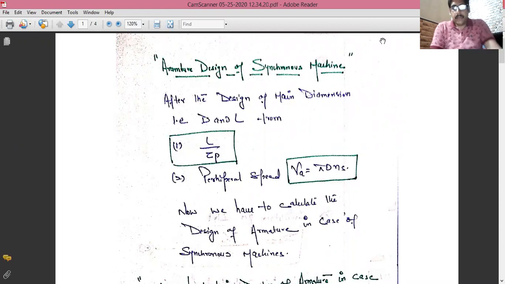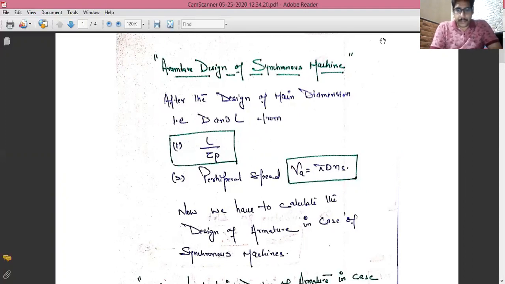Today, I am here with you with another video on the design of synchronous machine, in which we are discussing the armature design of a synchronous machine. The armature design includes a number of things, like we have to calculate its turns per phase, the total number of stator slots, the total number of conductors per slot, and many more. So in this video, we are discussing how all these things under the armature design of a synchronous machine can be calculated.